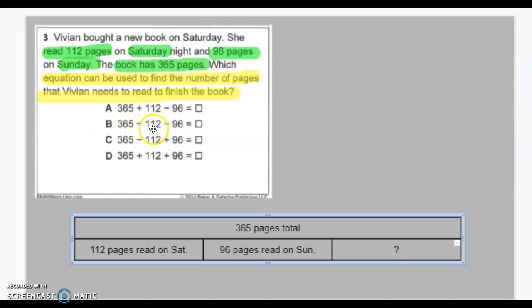365 minus 112 minus 96. The reason we're not adding is this: 365 pages total. She did not add 112 more pages to her book. She read them. She took them away.